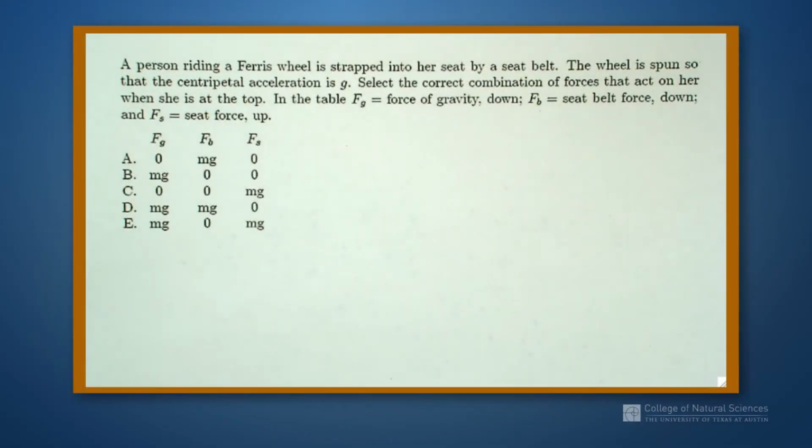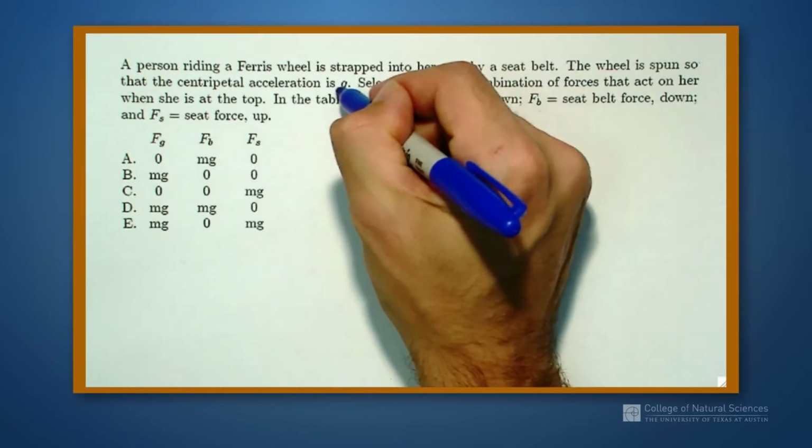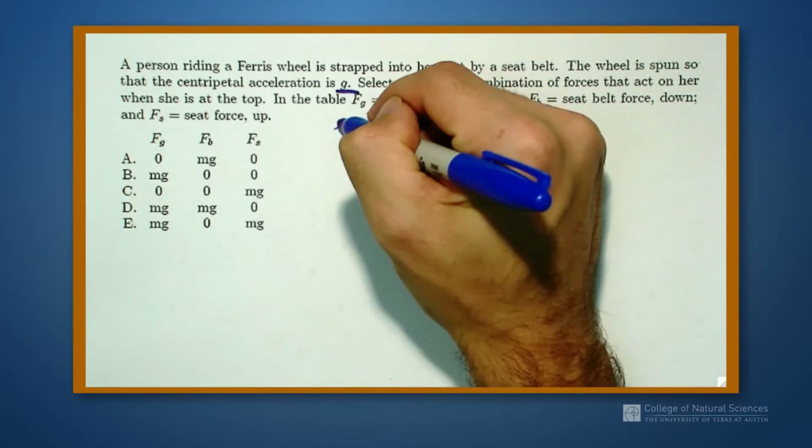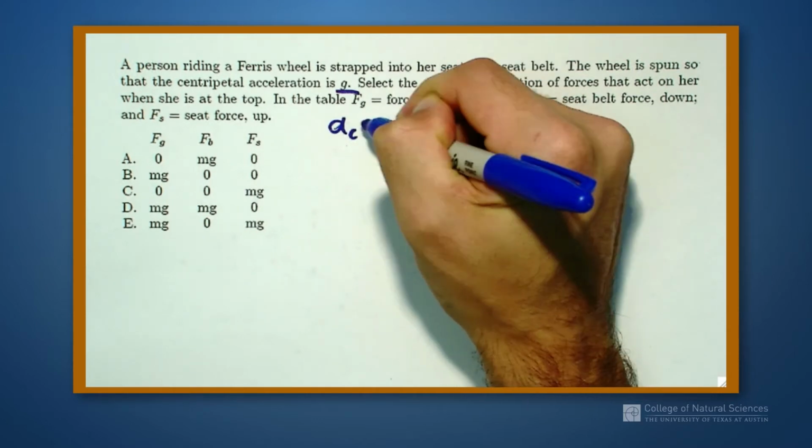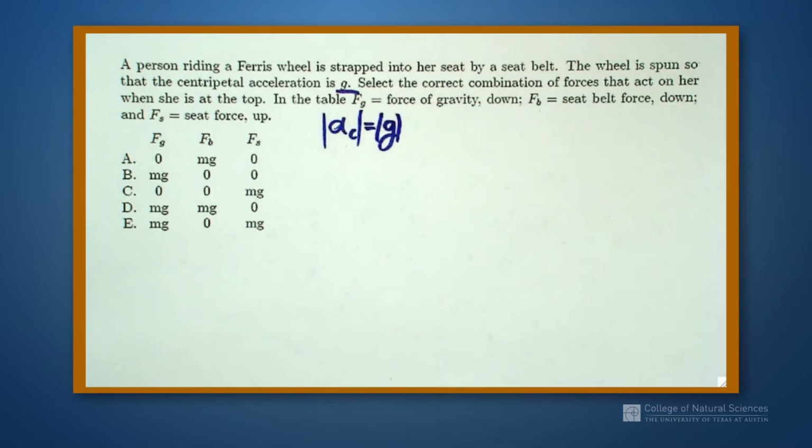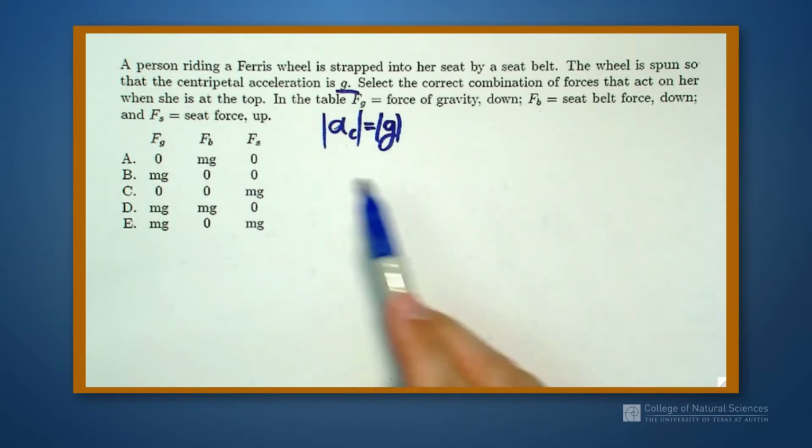So this is kind of an interesting problem. It says that a person is riding a Ferris wheel and is strapped into the seat with a seatbelt. The wheel is spun so that the centripetal acceleration is a value of g. So I know that my centripetal acceleration has a value of g. Select the correct combination of forces, knowing that we have gravity, the seatbelt, and the seat.